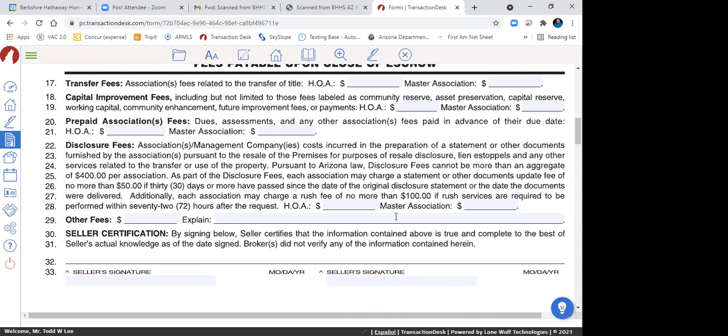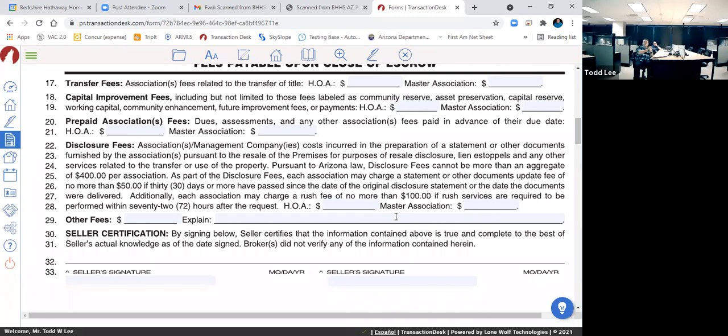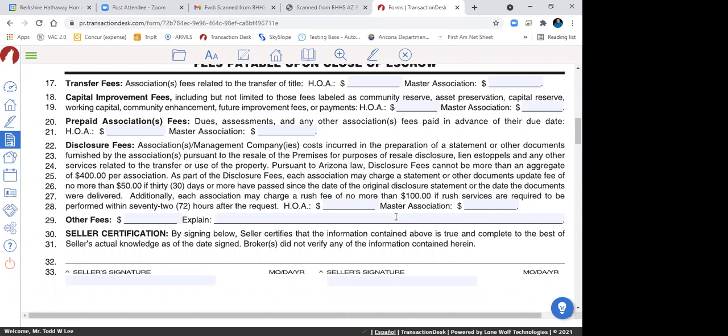If you look at line 27 right here, it says each association may charge a rush fee of no more than $100 if rush services are required to be performed within 72 hours after the request. So if you need it within 72 hours, they may charge you a rush fee of up to $100, is what that's saying.